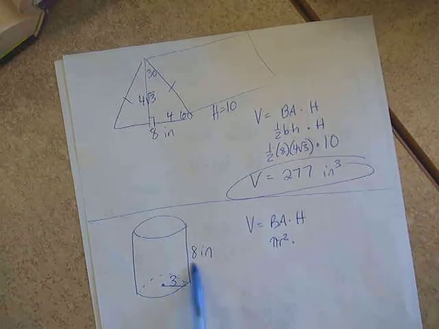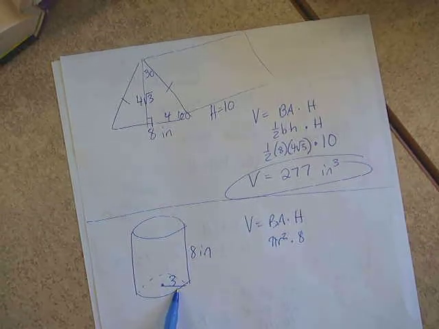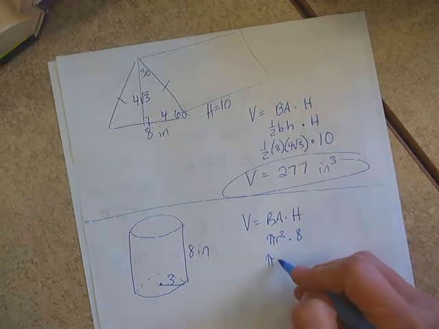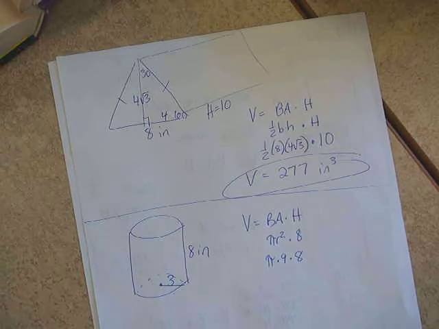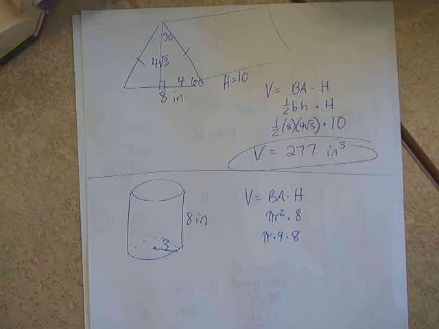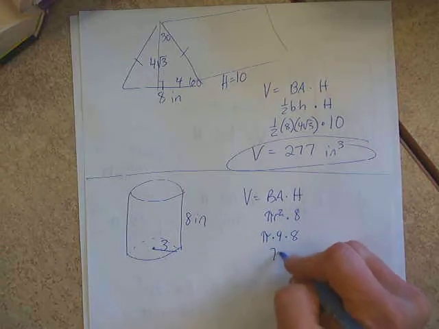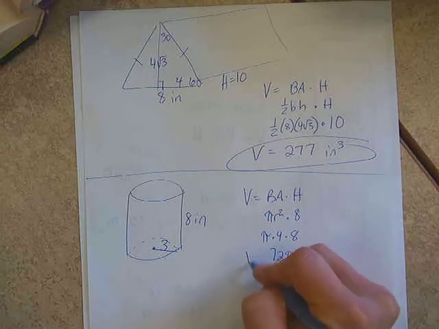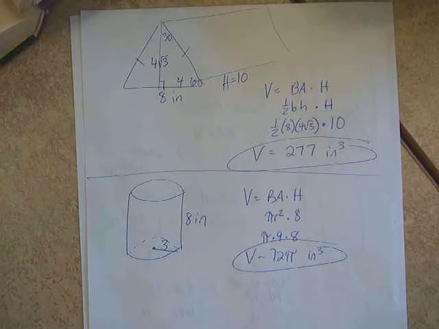If you can remember base area times height, those base areas are interchangeable. Whatever your base shape is, you plug the correct area formula in. So the base is a circle, so it's pi r squared, times the height, which is 8. The radius is 3. So this would be pi times 3 squared, which is 9, times 8. If you get to leave your answer in terms of pi, what is your answer? 72 pi cubic inches.